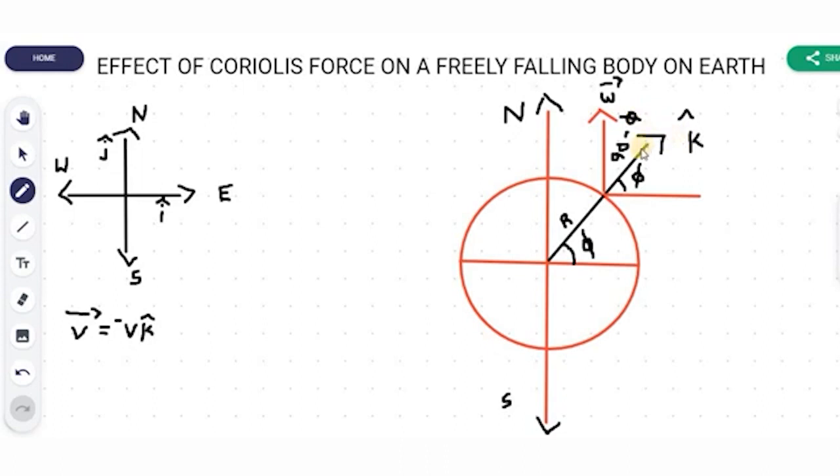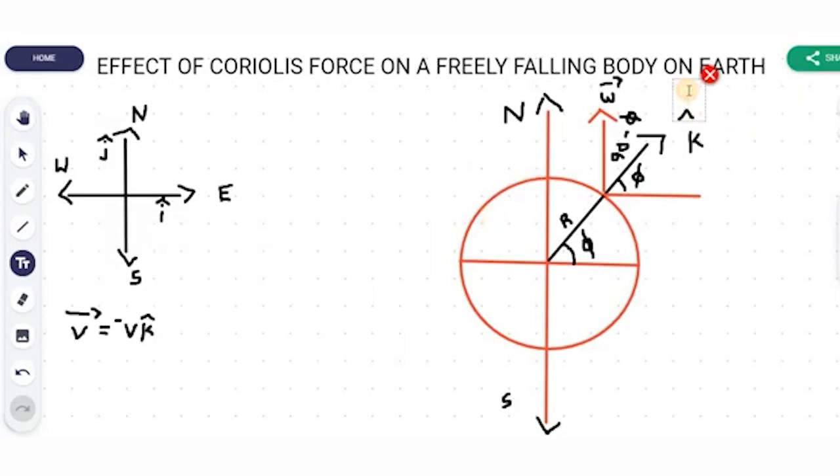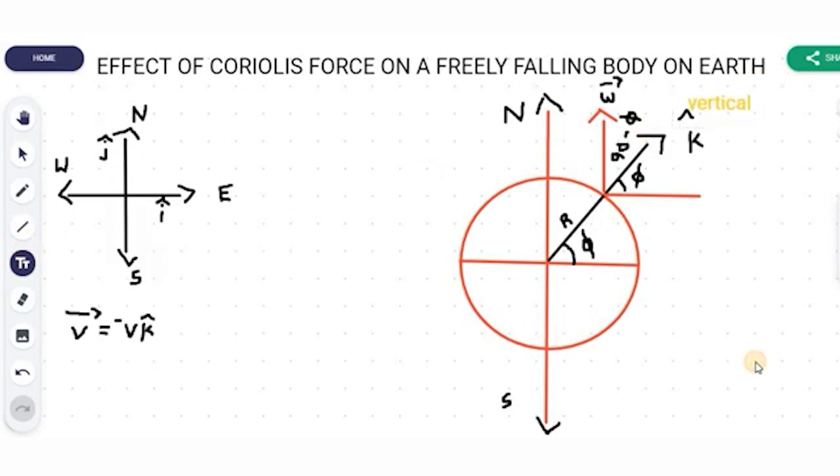And what is this direction? This direction is the vertical direction. I'll put a text there for you to understand. This direction of K is the vertical direction.